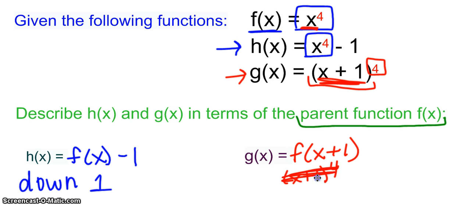Now, if you think about this in terms of notation, this is all happening inside our function f, which means we're going to go against what we think it should be, and instead of moving to the right one, we're going to move to the left one.